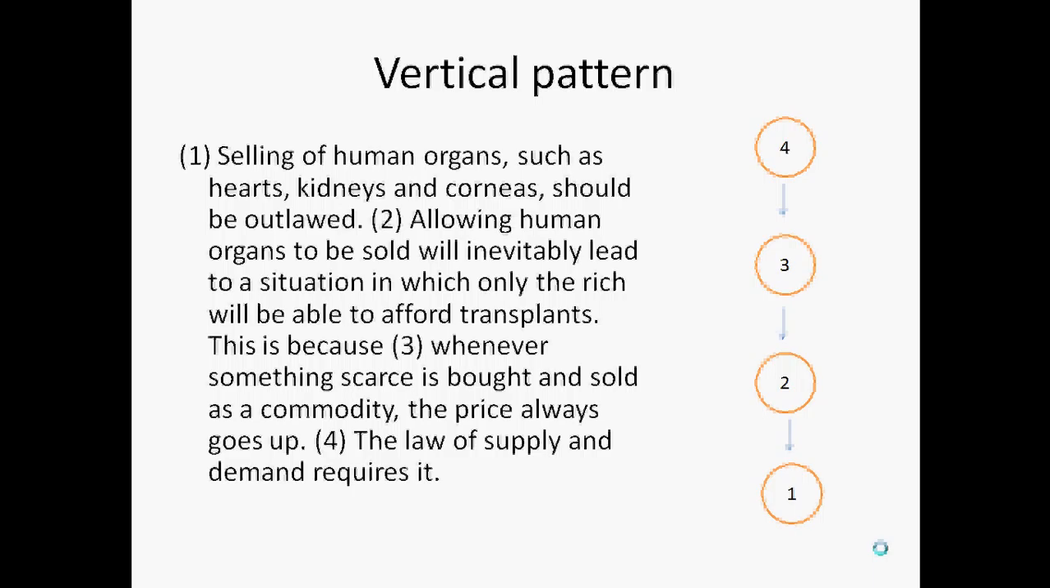Number 3 says this is because, which means number 2 is being supported by number 3. And number 3 is a rule; the law of supply and demand is general, which then leads to a slightly more particular statement, number 3, which then leads to number 2, which then leads to number 1. And so it's a vertical pattern. It's vertical, it's going up and down instead of any other way.